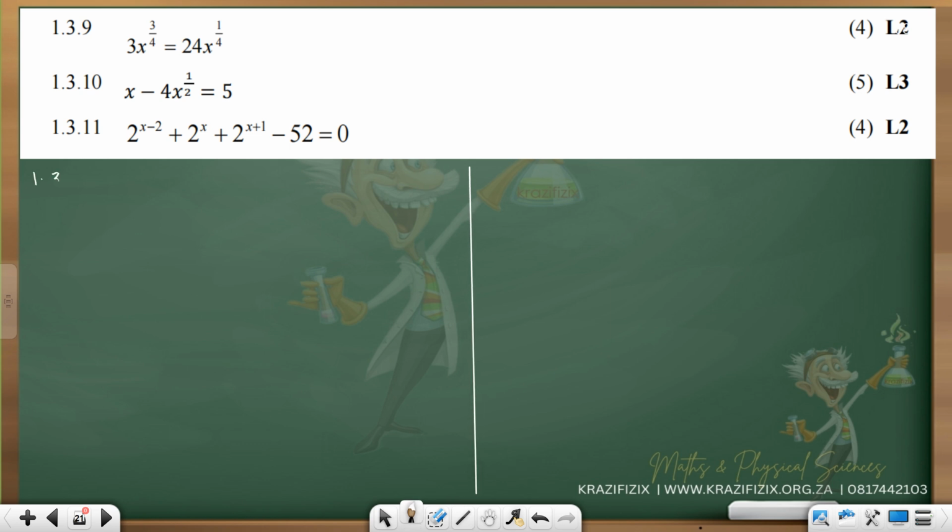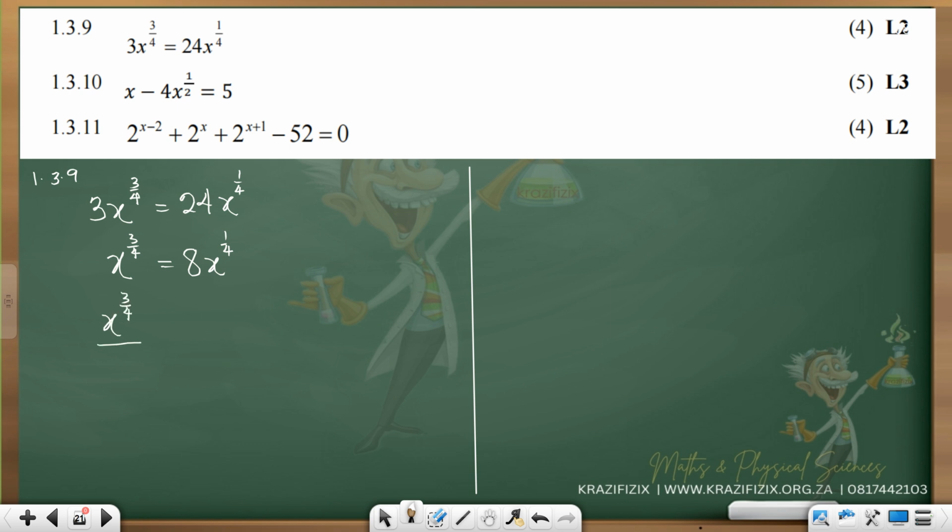1.3.9: 3x to the power 3 over 4. Oh, interesting. We can divide by 3. Let's see what we will get here. Lovely. We can divide both sides by the x. What are we going to get?